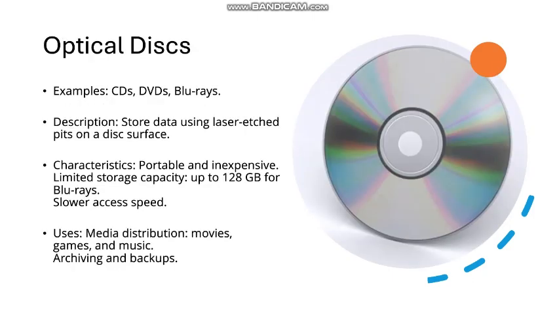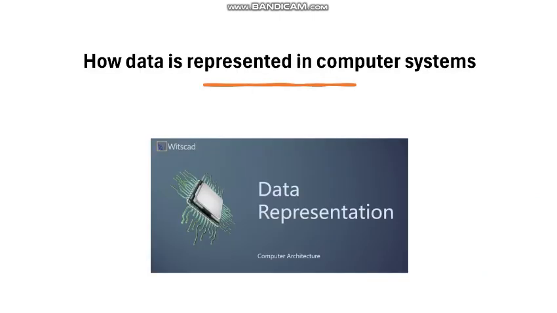Optical disc. Examples of these optical discs are CDs, DVDs, and Blu-rays. There are also small descriptions about optical discs. Stores data using laser etched bits on a disc surface. Characteristics of optical discs: portable and inexpensive, limited storage capacity up to 128 GB for Blu-rays, lower access speed. Uses: media distribution such as movies, games, music, archiving, and backups.